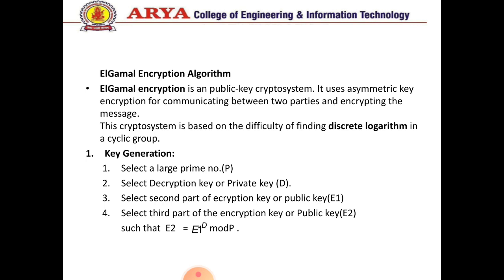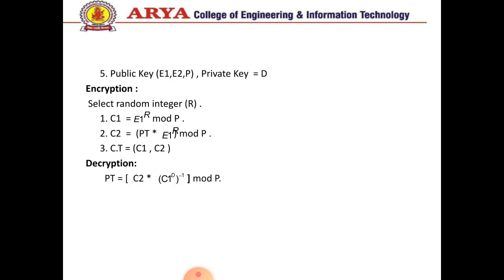Now in the second step we have to select the second part of the encryption key or the public key E1, and then we have to select the third part of the encryption key by computing E2 equal to E1 power D mod P. Now in the fifth step, we can see that E1, E2, P is our public key and our private key is capital D.